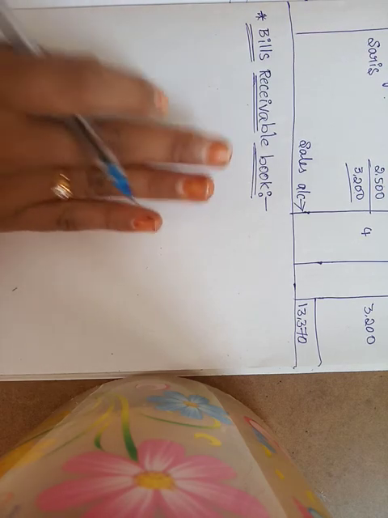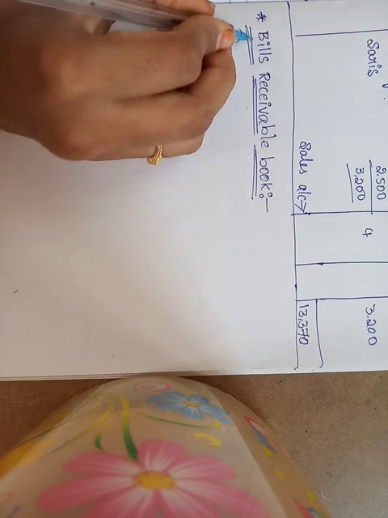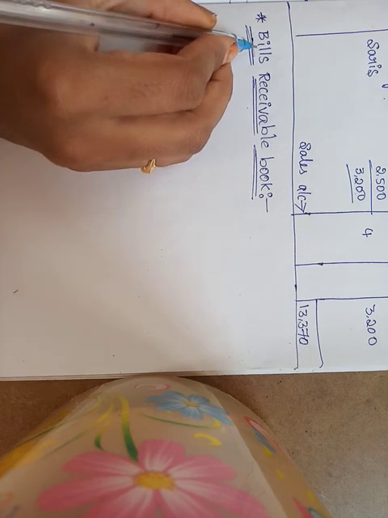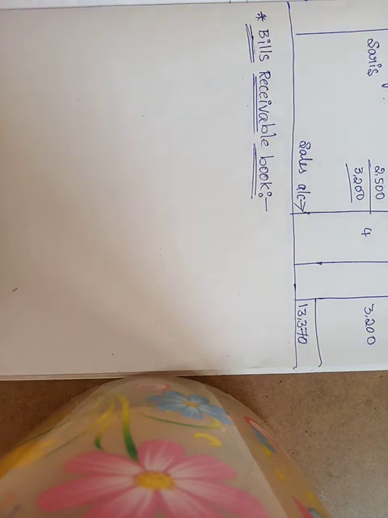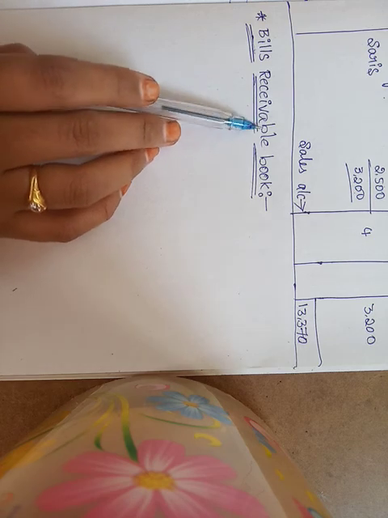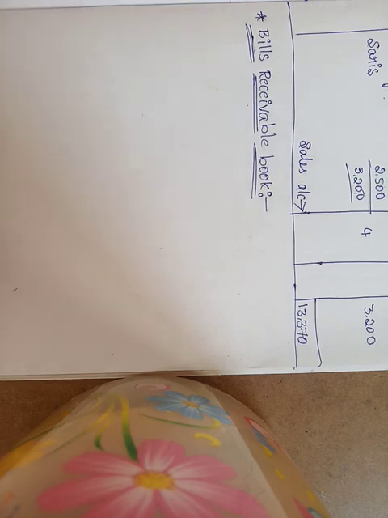So when transactions relating to bills are numerous, it is common practice to maintain a separate book. That separate book is known as a bills receivable book. So first is bills. These bills are of two types: one is bills receivable and the second one is bills payable. Bills receivable will arise in settlement of accounts between creditors and debtors.